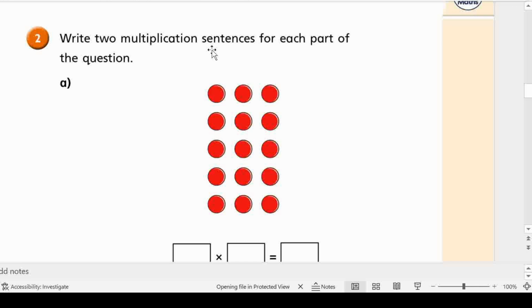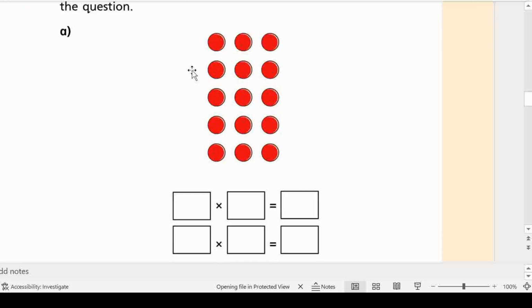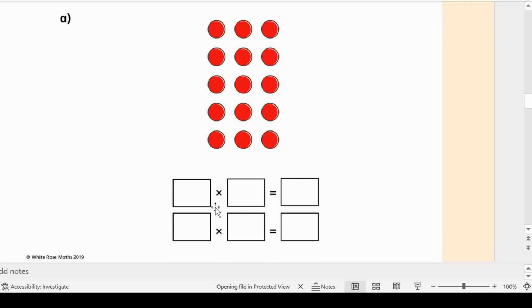Write 2 multiplication sentences for each part of the question. Right, so of course there's 2 ways of showing this. What would be the first, or give me one? 5 times 3. So what would be another way? Right, there we go, good, yeah. Because they make the same answer. And the answer is 15, yes. Because it doesn't matter, unlike dividing, which we did last week, which way round the numbers are. It gives you the same answer.